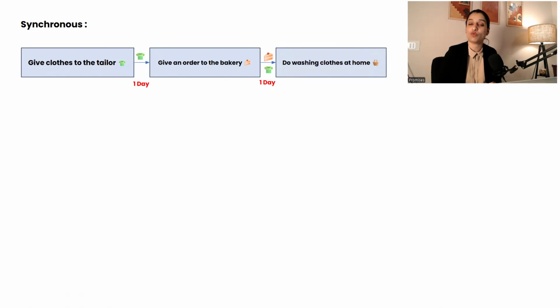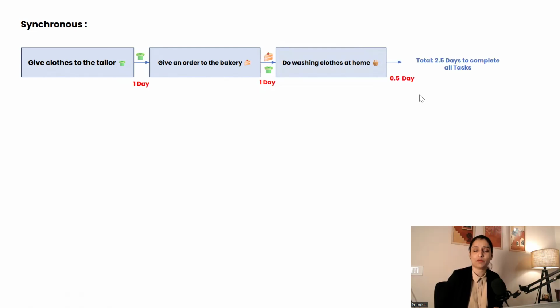Let's say we have to wash some clothes at home. Washing clothes at home is taking again some time, let's say half a day. So yes, once it is completed, done. So the tasks I have completed are giving clothes to the tailor to stitch, giving an order to the bakery for cake, and next washing the clothes.